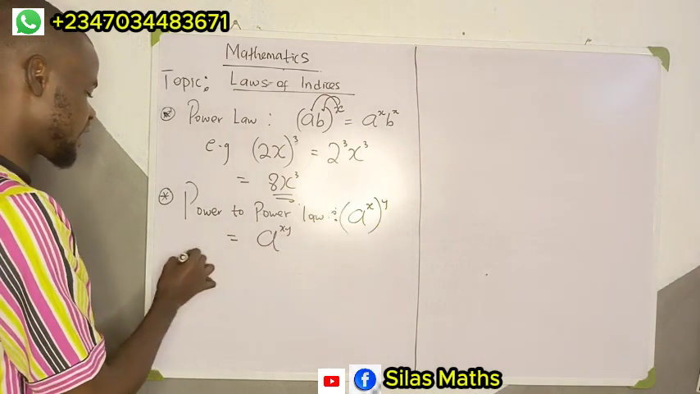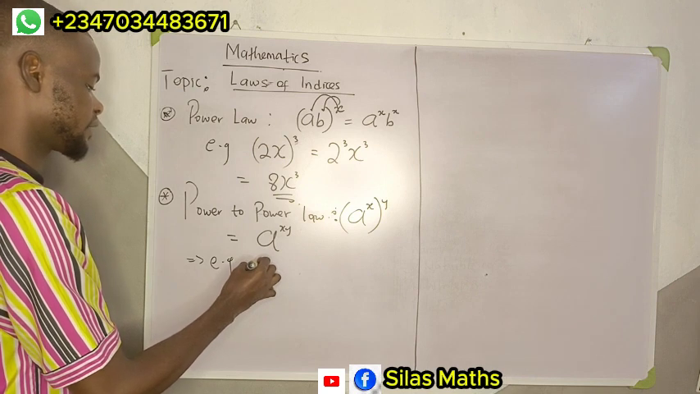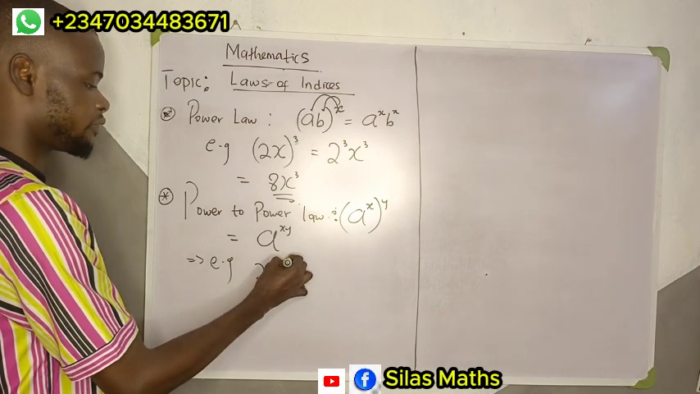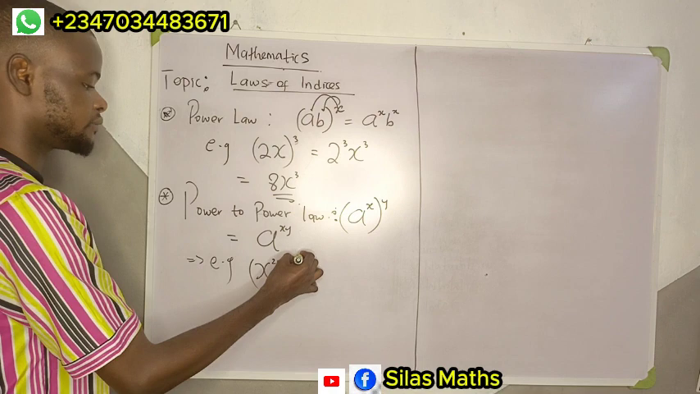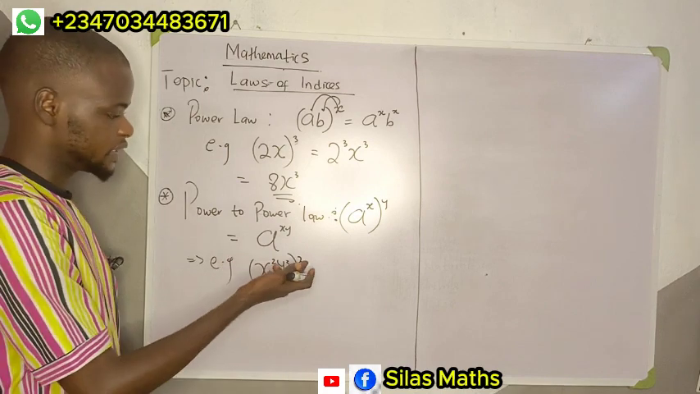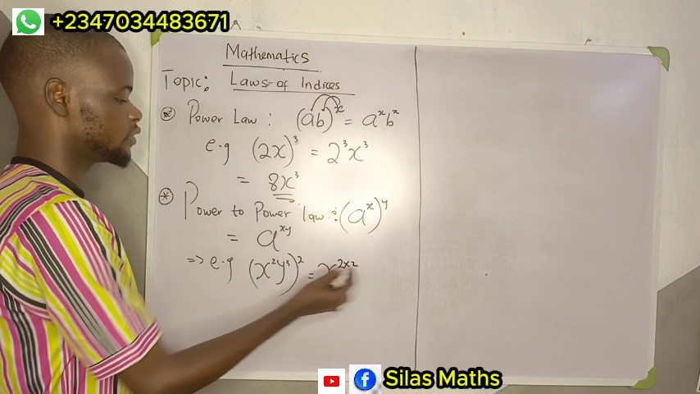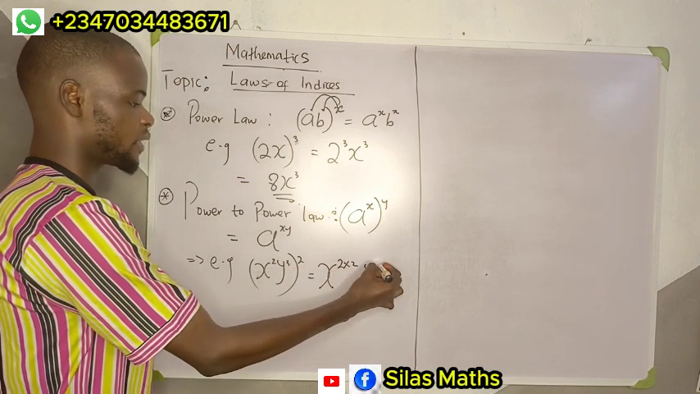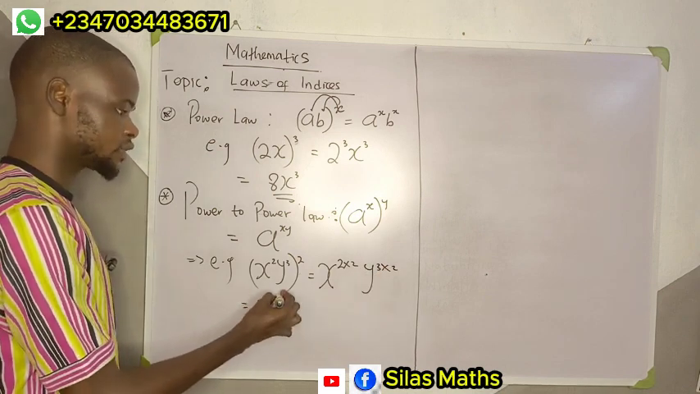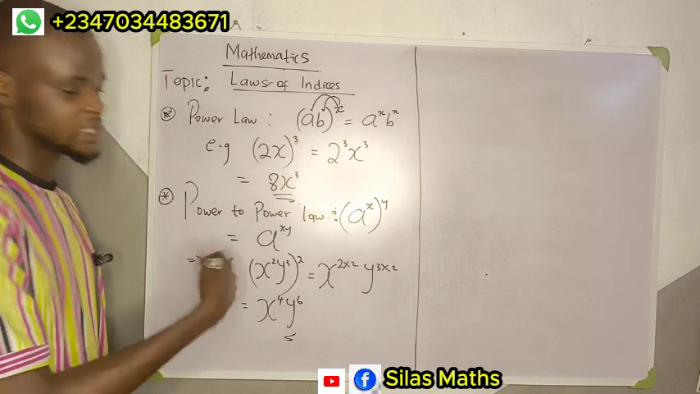Also, let's say for example, I have x to the power of 2, y to the power of 3, all to the power of 2. How do I solve this? I take this power and multiply the power of this one. So I will have x to the power of 2 times 2. Then this power will multiply the one of y, so we have y to the power of 3 times 2. The final answer would be x to the power of 4, y to the power of 6. So this is power to another power.